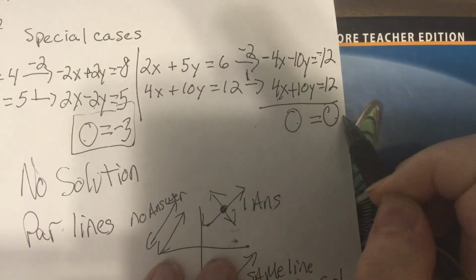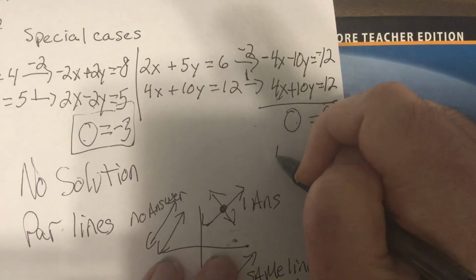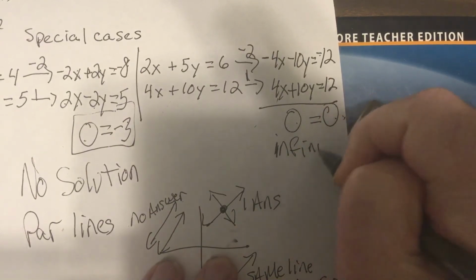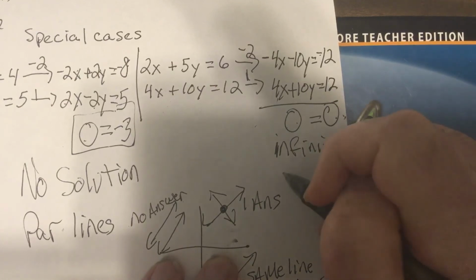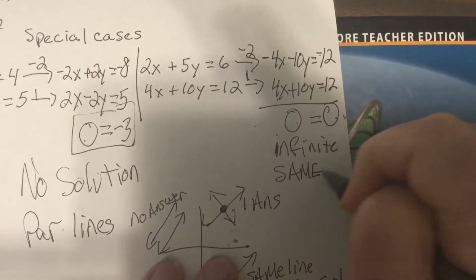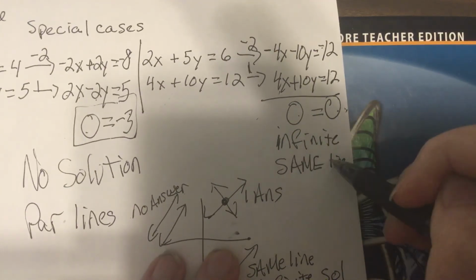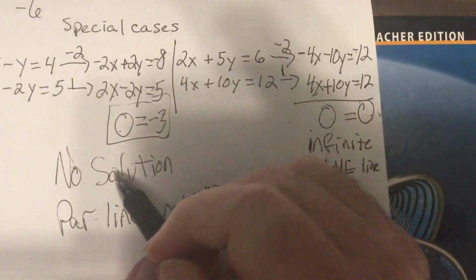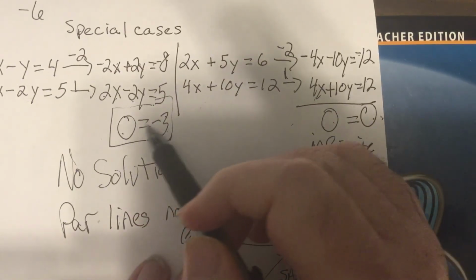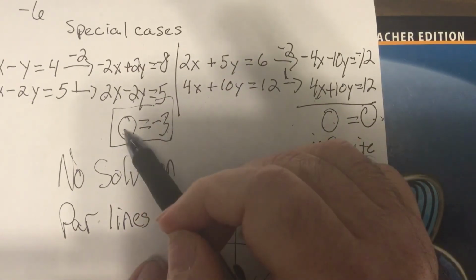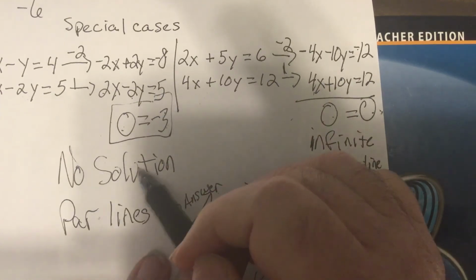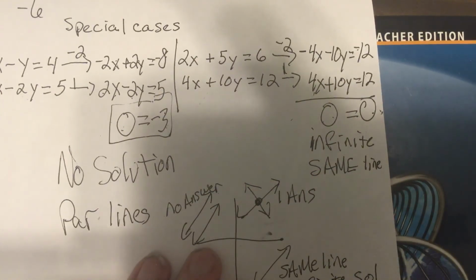No variables and true means it's all, or infinite, solutions. It's the same line, and yes, I do want you to write that. So infinite solutions, same line. And this is a false statement. That's what matters. It's false with no variables, so it's no solution, parallel lines.